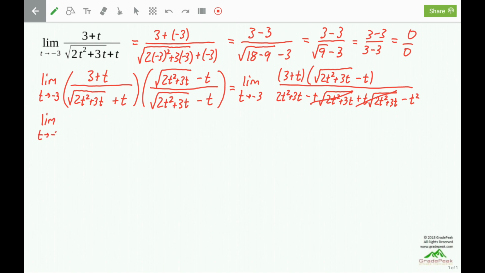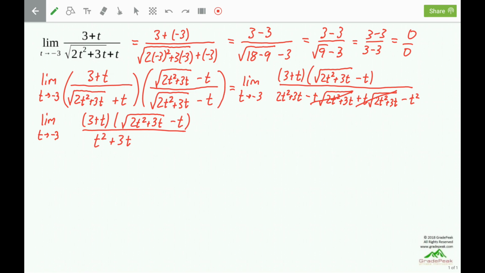So we will have limit as t goes to -3 of (3 plus t) times the root of 2t squared plus 3t minus t, over 2t squared minus t squared, which will become t squared plus 3t. We've turned this into power functions. We still have 0 over 0, and we will continue to have that until we can cancel the factors.